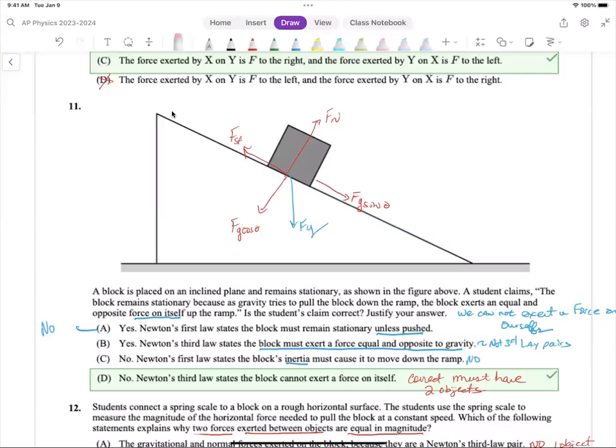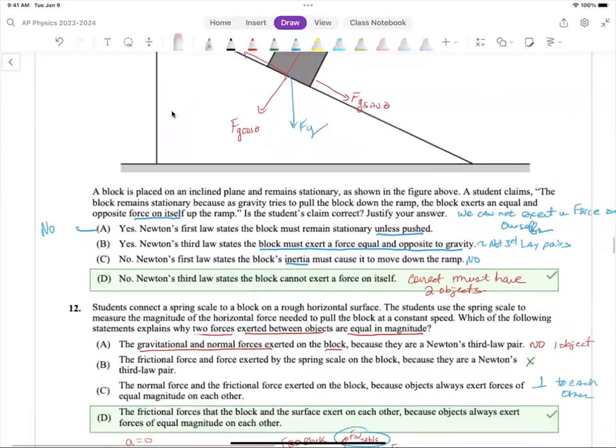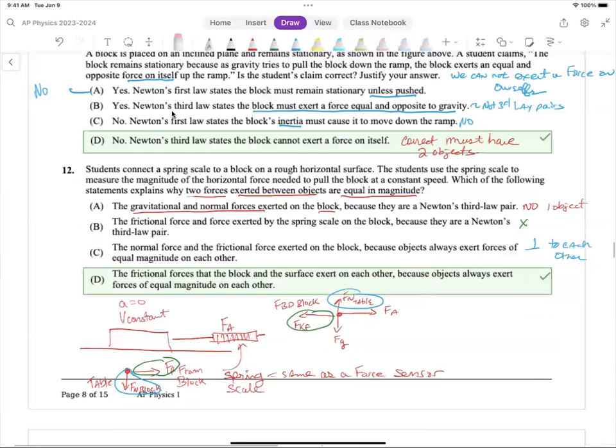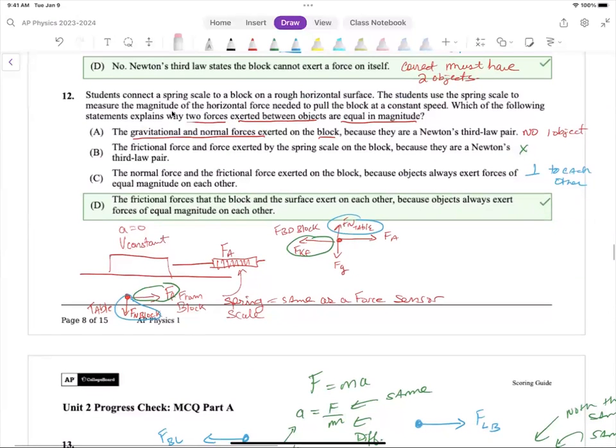Let's read the letter D. Newton's third law states that the block cannot exert a force on itself. That is true. Third law pairs are always two objects. I don't know if I did the greatest job explaining that. I hope you understand.